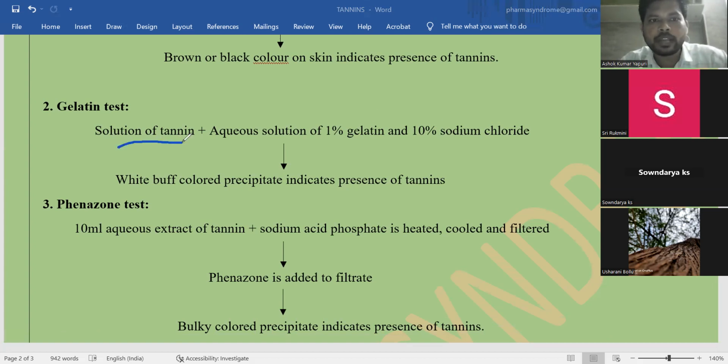Next, gelatin test. Tannin solution plus aqueous solution of 1% gelatin and 10% sodium chloride. When mixing, a white buff color precipitate appears, which indicates the presence of tannins.